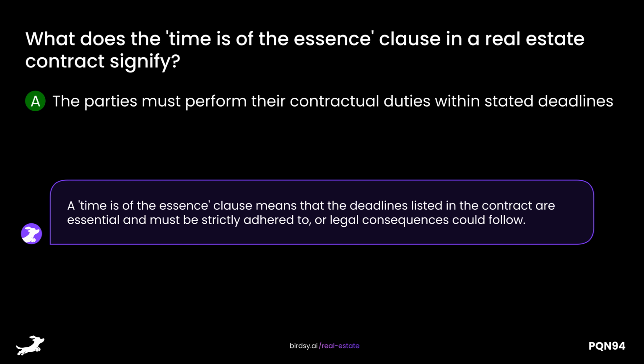A time is of the essence clause means that the deadlines listed in the contract are essential and must be strictly adhered to, or legal consequences could follow.